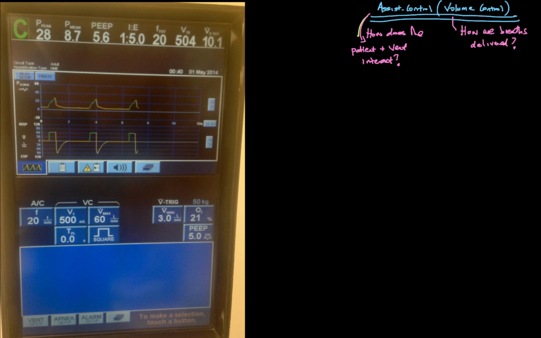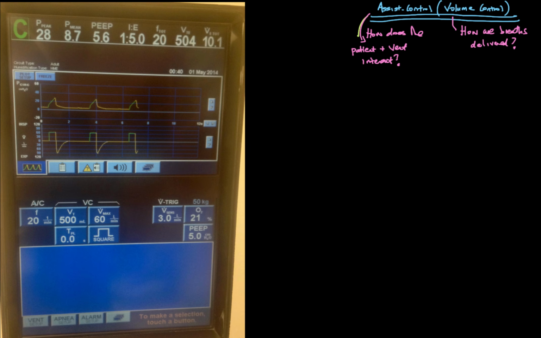So it turns out that if the patient generates a change in flow of the circuit of 3 liters a minute, that tells the ventilator that the patient wants another breath, so it gives them one. Okay, so what do we got? We've got respiratory rate, volume, flow and oxygenation stuff, okay?